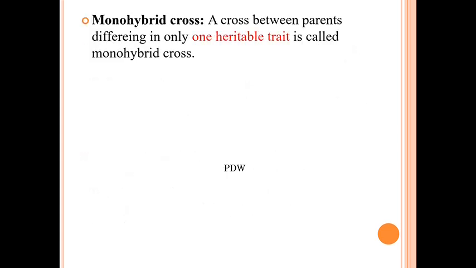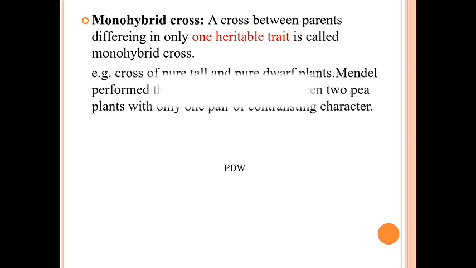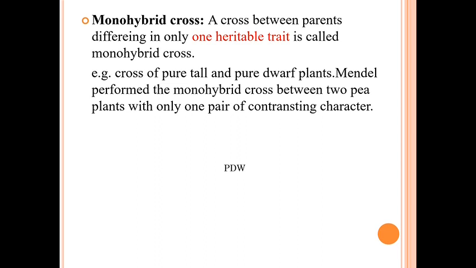Monohybrid cross. It is a cross between two pure parents differing in one pair of contrasting characters, or only one heritable trait. It's called a monohybrid cross. For example, it can be a cross between pure tall and pure dwarf plants.